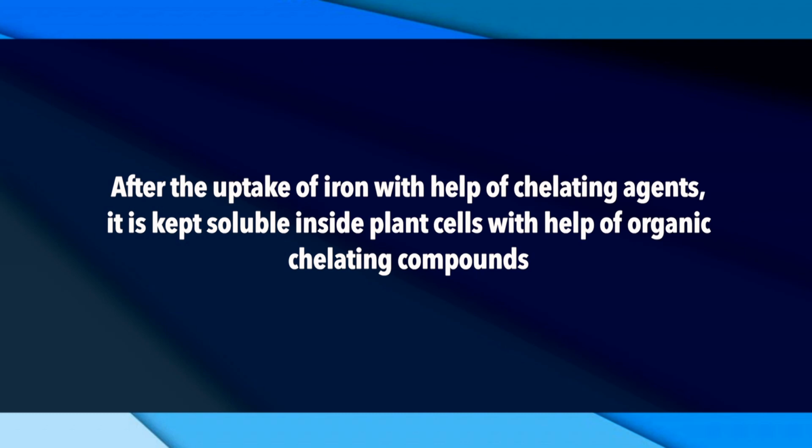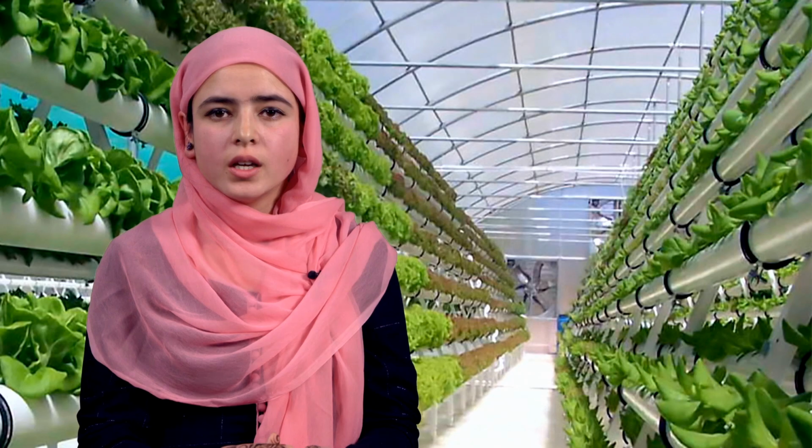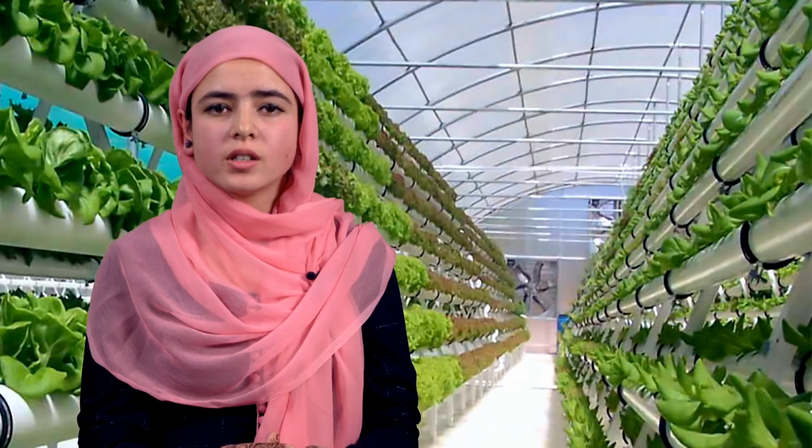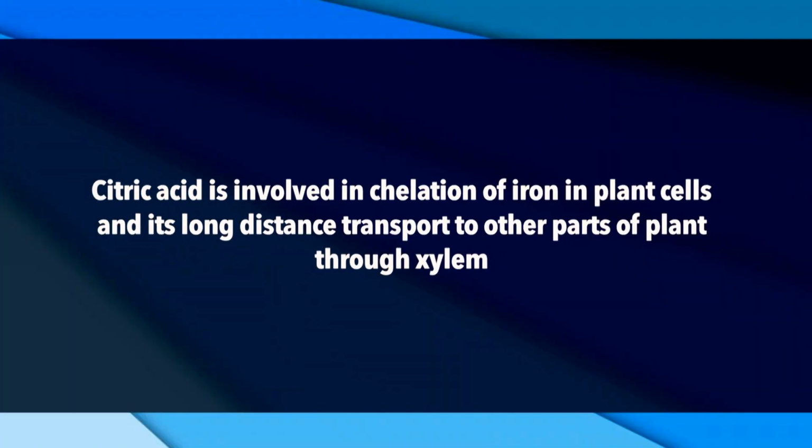After the uptake of iron with the help of chelating agents, it is kept soluble inside plant cells with the help of organic chelating compounds. It has been observed that citric acid is involved in the chelation of iron in plant cells and its long distance transport to other parts of the plant through xylem.